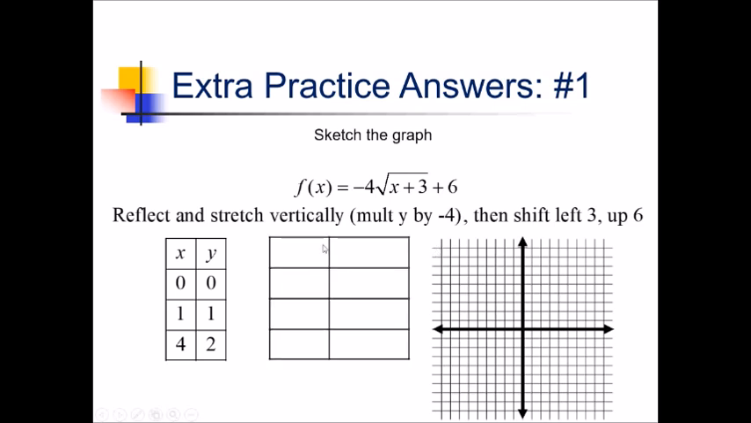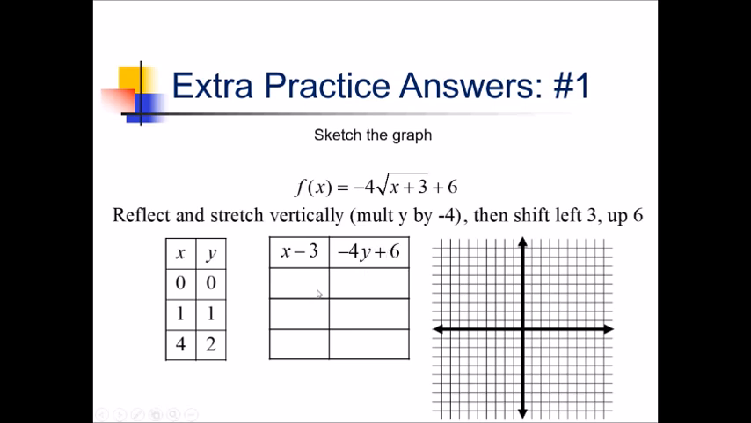Let's make a new table now, which incorporates all of that. So the only thing happening to the x values is this left shift of 3. If I'm shifting left 3, that means I'm actually doing x minus 3 for all of those. Now for the y's, we had to multiply by negative 4, and we also had to go up 6, which means we have to add 6. So I'll write negative 4y plus 6. And if we write it this way, we're making sure that we do the reflection and the stretch first before the translation, which is how it should be.